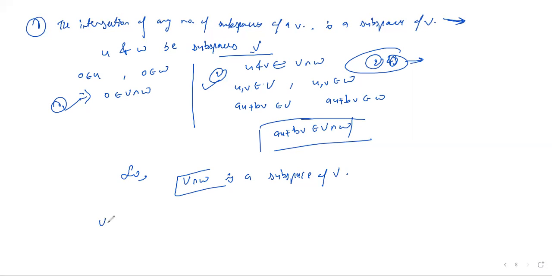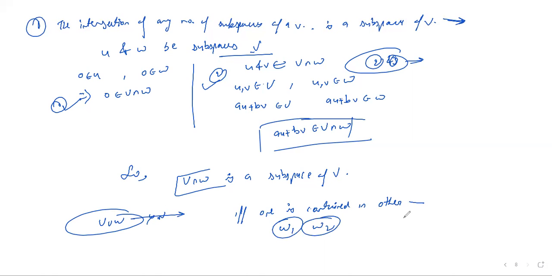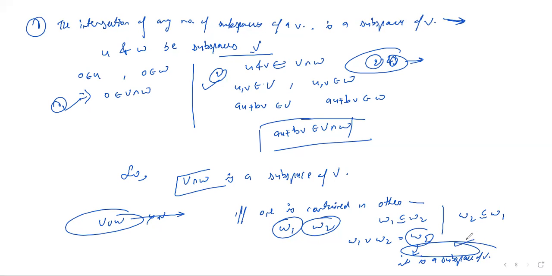Now, U intersection W is a subspace of V, but the union of two subspaces need not be a subspace. U union W need not be a subspace. The union of two subspaces is a subspace only if one is contained in the other. Say I have two subspaces W1 and W2, and I want to know whether their union is a subspace or not. It will only form a subspace if W1 is a subset of W2, or W2 is a subset of W1, that is, if one is contained in the other. Because if W1 is a subset of W2, then W1 union W2 equals W2, which is a subspace of V. So the union of two subspaces forms a subspace of V only if one is contained in the other.